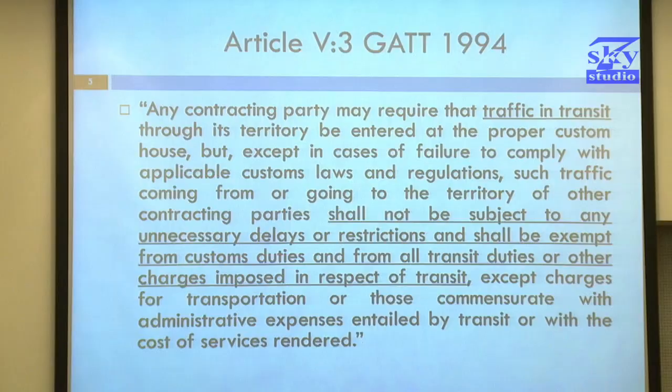Paragraph 3 establishes that traffic in transit on the basis of the freedom of transit shall not be subject to unnecessary delays or restrictions and shall be exempt from any customs and transit duties. This idea strengthens the concept of transit as a suspensive customs regime that shall be performed in a free way, that is, respecting the freedom of transit.